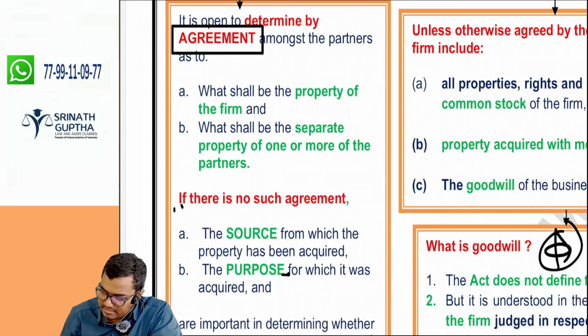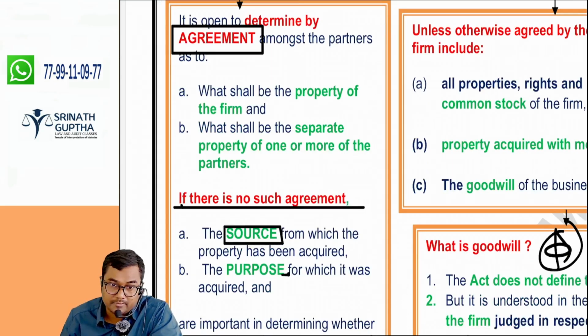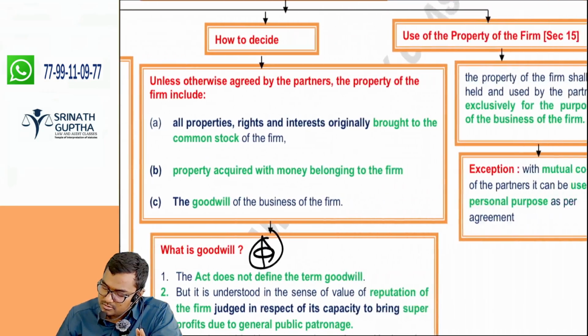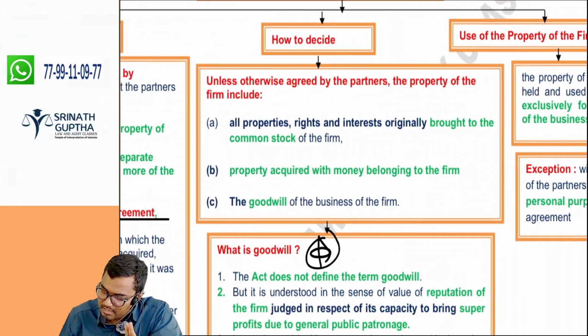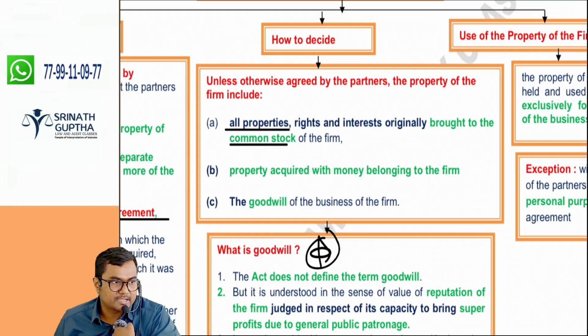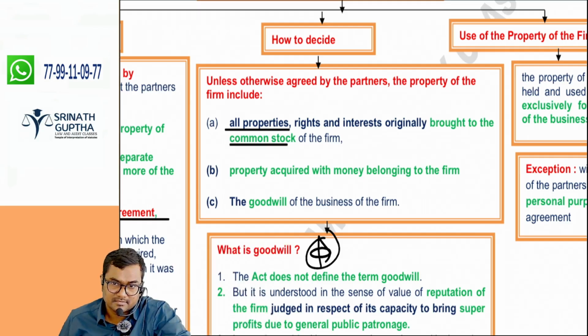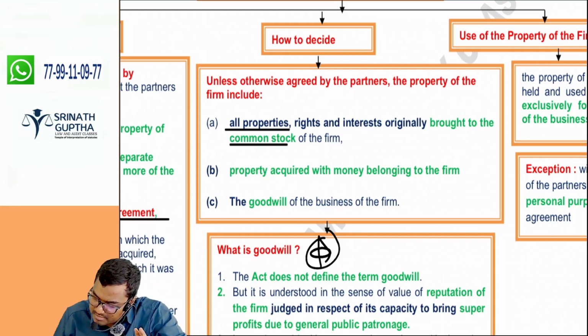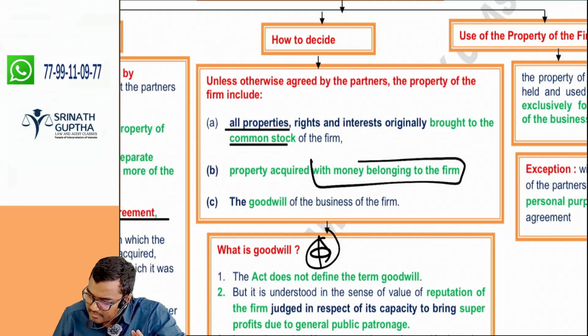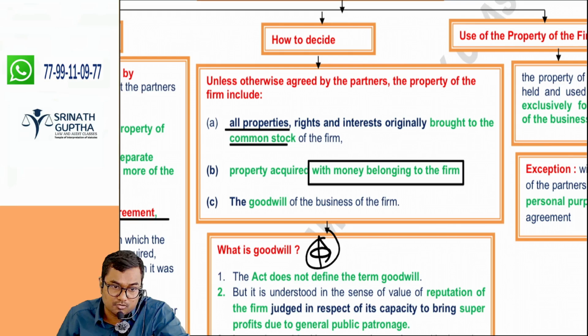If the agreement is not there, we will decide based on the source. If it is purchased with firm money, it is firm property. Personal money, personal property. Purpose: if used for the firm purpose, firm property; if used for personal purpose, personal property. So property of the firm will include three things. First, all the properties brought to the common stock by the partners at the time of creation of the partnership firm. As my share I bring the furniture, as your share you bring the lights, and as your share you bring the fans and ACs. All this will become the property of the firm. Second, property purchased with firm money. With firm money we are purchasing a car. Whose car is that? Firm car.